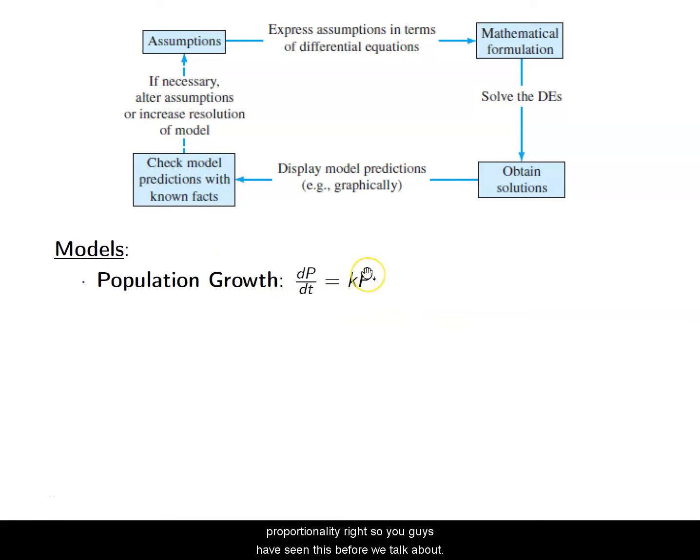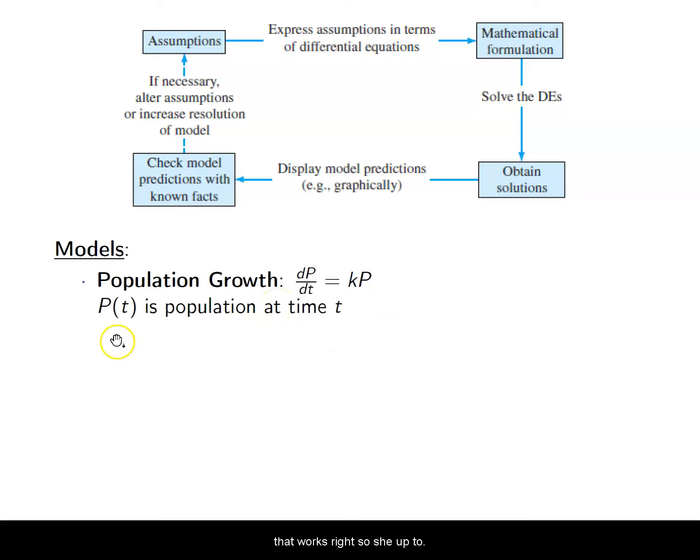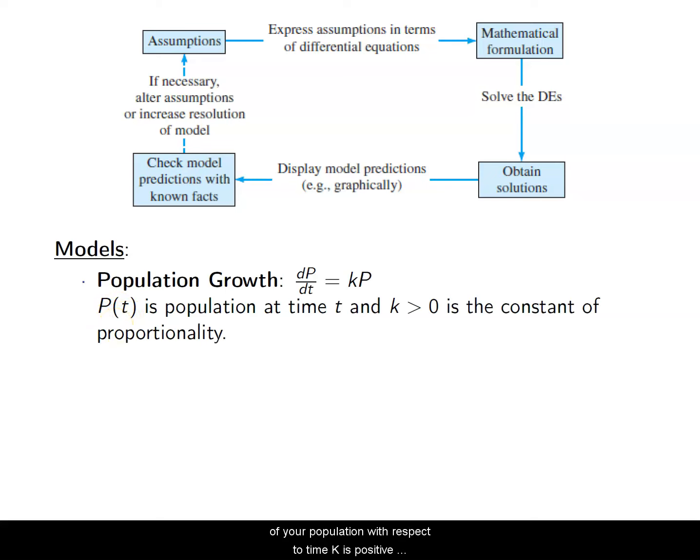You have seen this before when we talk about masses on a spring, similar to Hooke's law. Same thing, you have the constant of proportionality. So that's how that works. P of t is population at time t. So dP over dt is the derivative of this function, the derivative of your population with respect to time. K is positive, and it's a constant of proportionality.